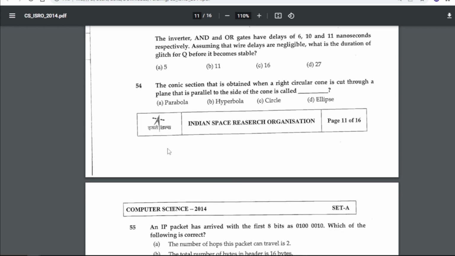Now question number 54: the conic section that is obtained when a right circular cone is cut through a plane that is parallel to the side of the cone is called what? So for 54, our answer is A, that is parabola, right? A circle is formed when the cutting plane is perpendicular to the axis. If the cutting plane is exactly parallel to the line that forms the side of the cone, the conic section is called a parabola.